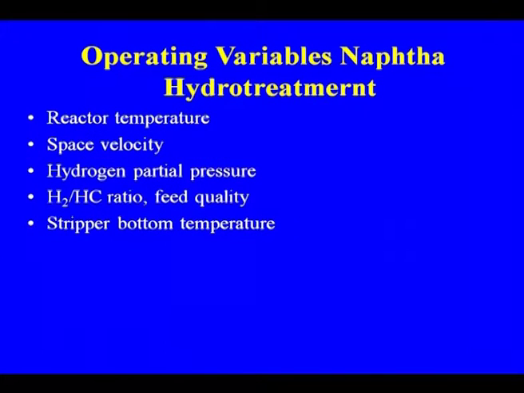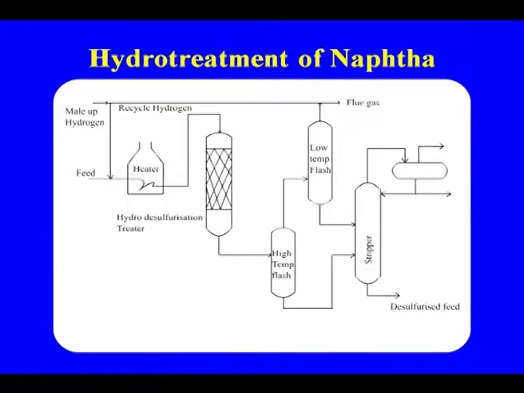Operating variables in the naphtha hydrotreatment: reactor temperature, space velocity, hydrogen partial pressure, hydrogen to hydrocarbon ratio, feed quality and stripper bottom temperature. This is the hydrotreatment of the naphtha.